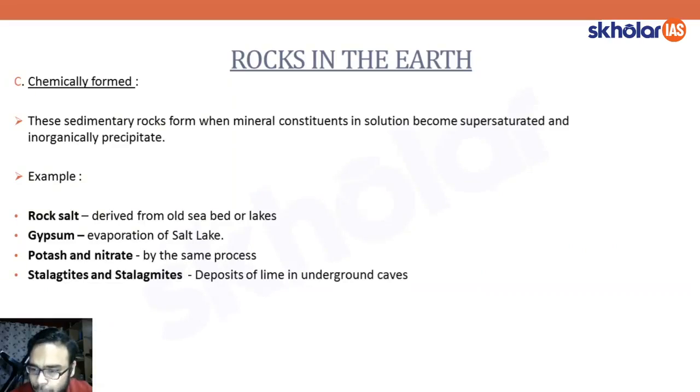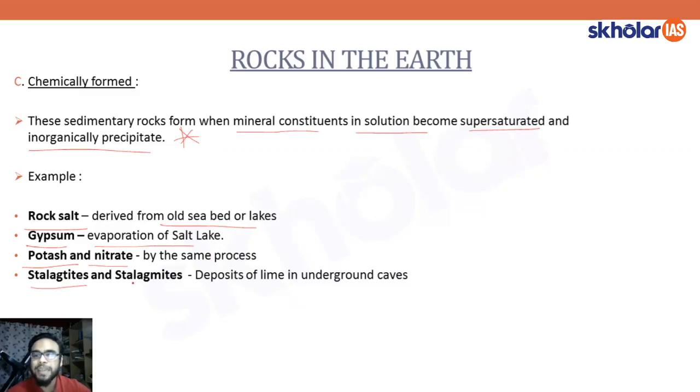Next and the last type of process of formation is called your chemically formed. So these sedimentary rocks form when mineral content in solution becomes supersaturated and inorganically precipitates. Understood this point? Fine. Now what are the examples of chemically formed sedimentary rocks? First will be your rock salt. From where are we getting rock salt? It is derived from old sea bed or lakes. Then we have gypsum, which is formed from evaporation of salt lakes. Then we also have potash and nitrate by the same process of evaporation.